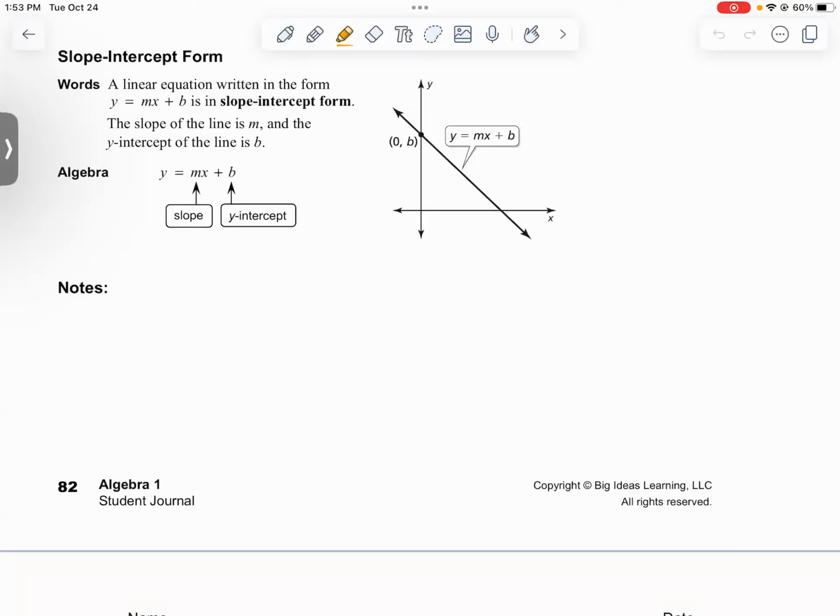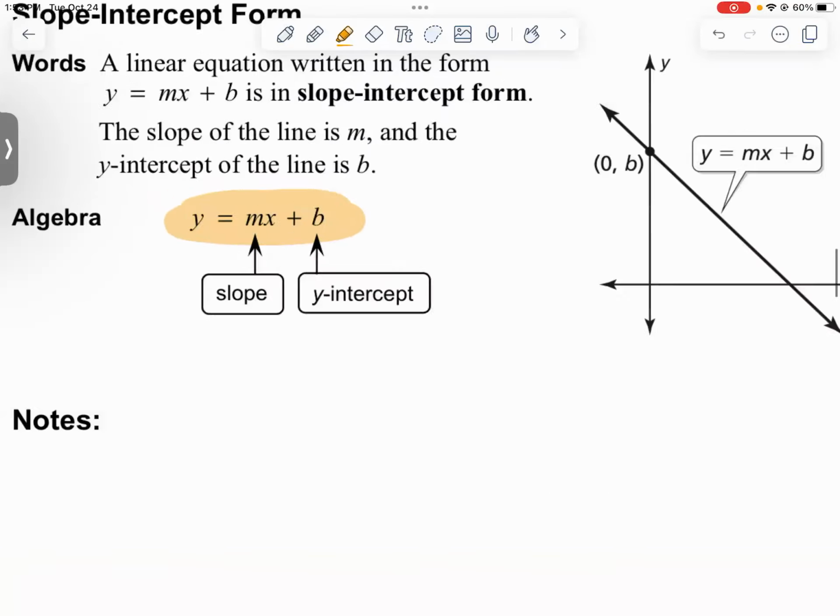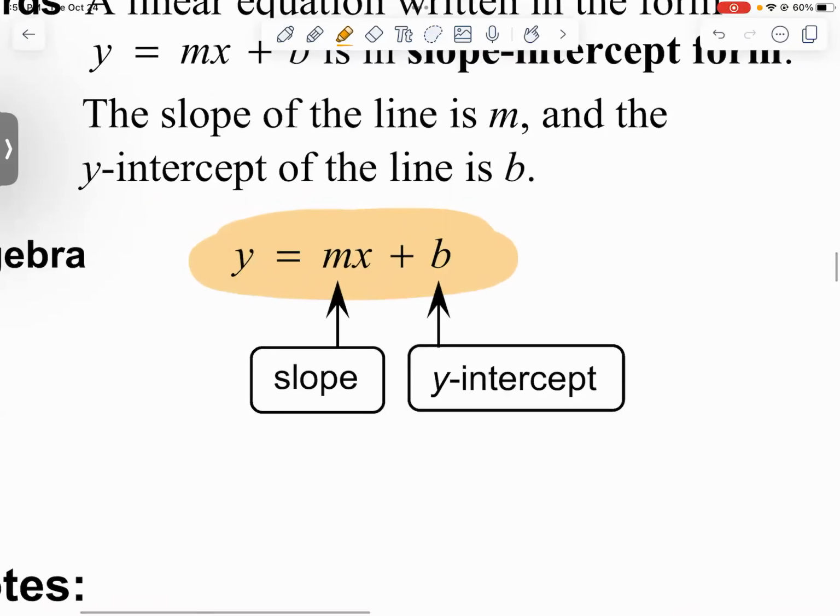So this right here is slope intercept form. Y equals mx plus b. M, we talked about yesterday. What does M stand for? Slope. M stands for slope. B stands for our y-intercept. So what we are going to do is plot the y-intercept and then count the slope.